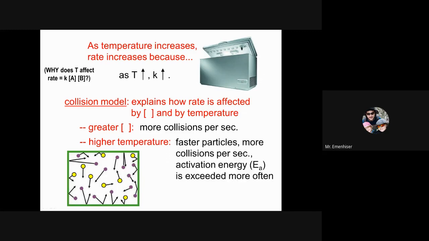Okay, and we got to talk about the collision model. Faster particles at higher temperatures will have more collisions per second, and then we will activate the energy. We will have enough energy to overcome that activation barrier. So the molecules will be able to overcome that activation energy if we have sufficient temperature. Because the higher the temperature you have, the more energy you got, and then those molecules will be able to hit each other with sufficient energy to overcome that barrier, and they will become products, or they will be kind of on their way to becoming products.